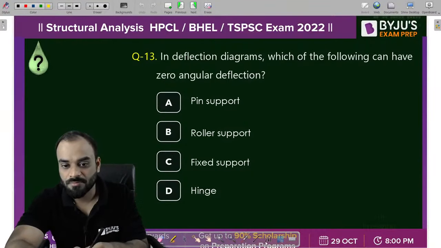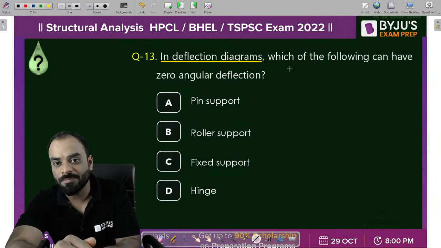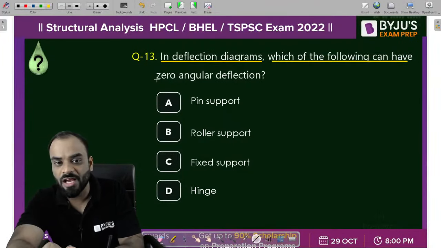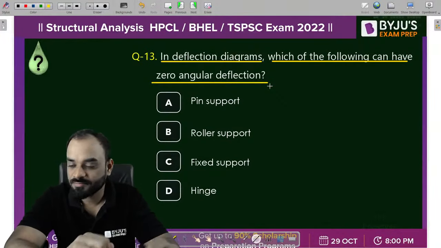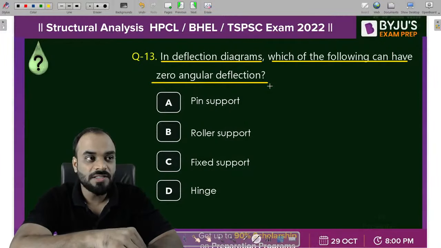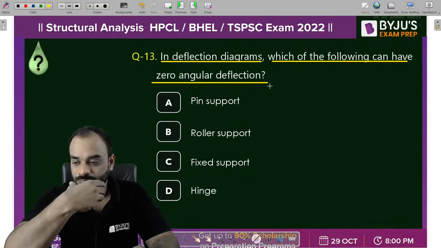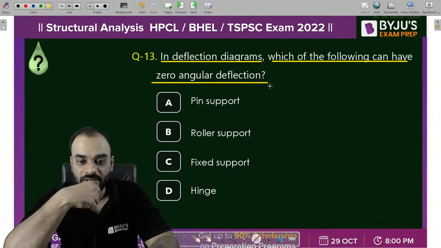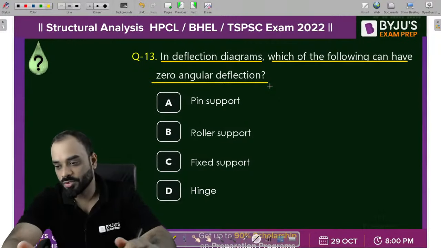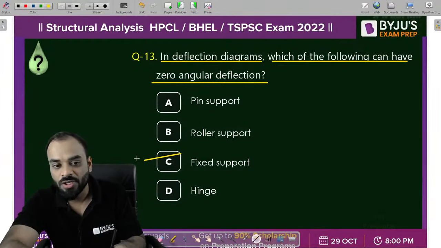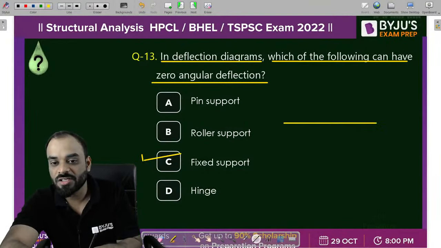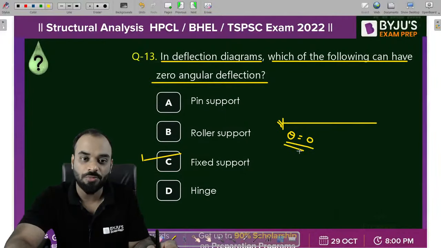Next question. In a deflection diagram, which of the following can have zero angular deflection? Zero angular deflection. Tell me, guys. Fixed support. Yes, it should be fixed support. We know that at fixed support, the slope is always equal to 0. That's why C is the correct answer for the problem.